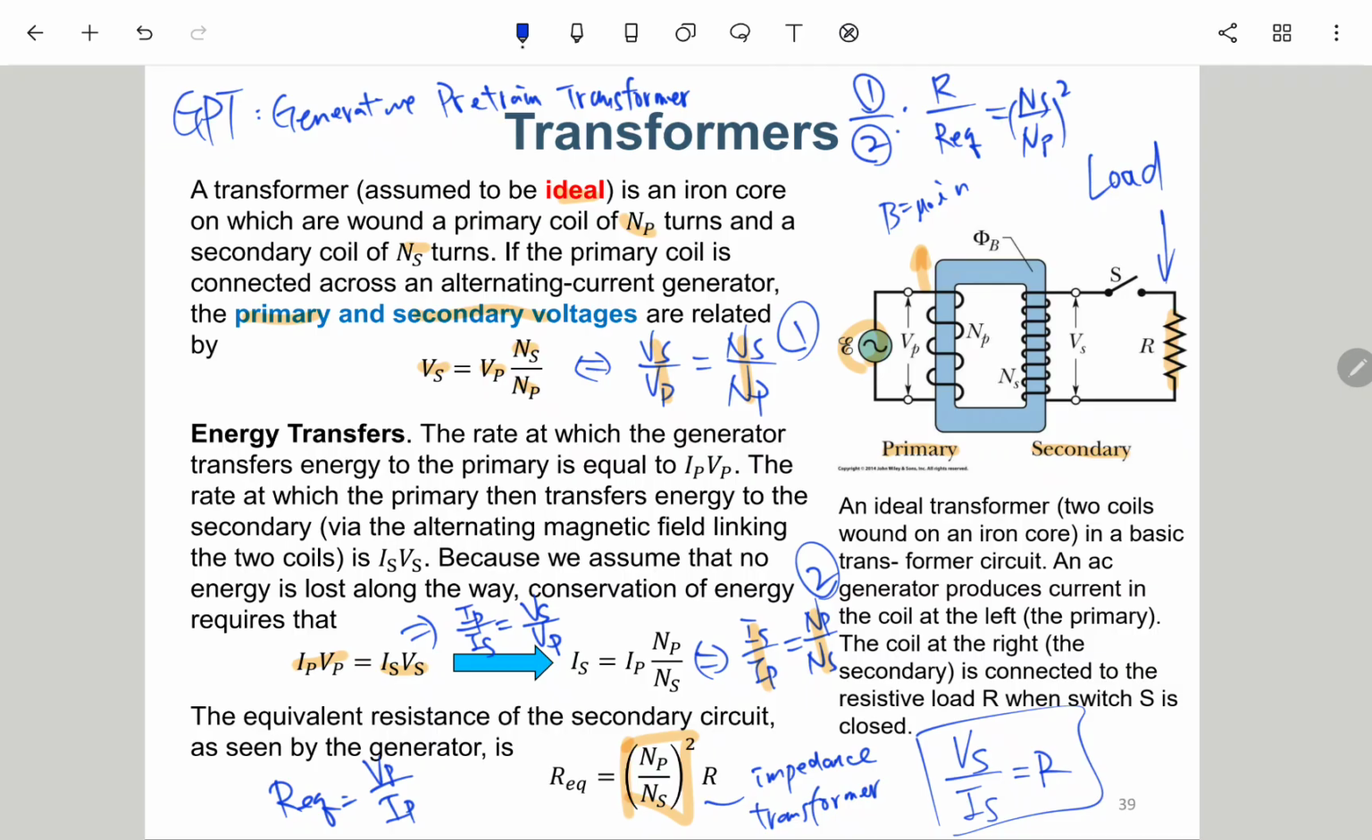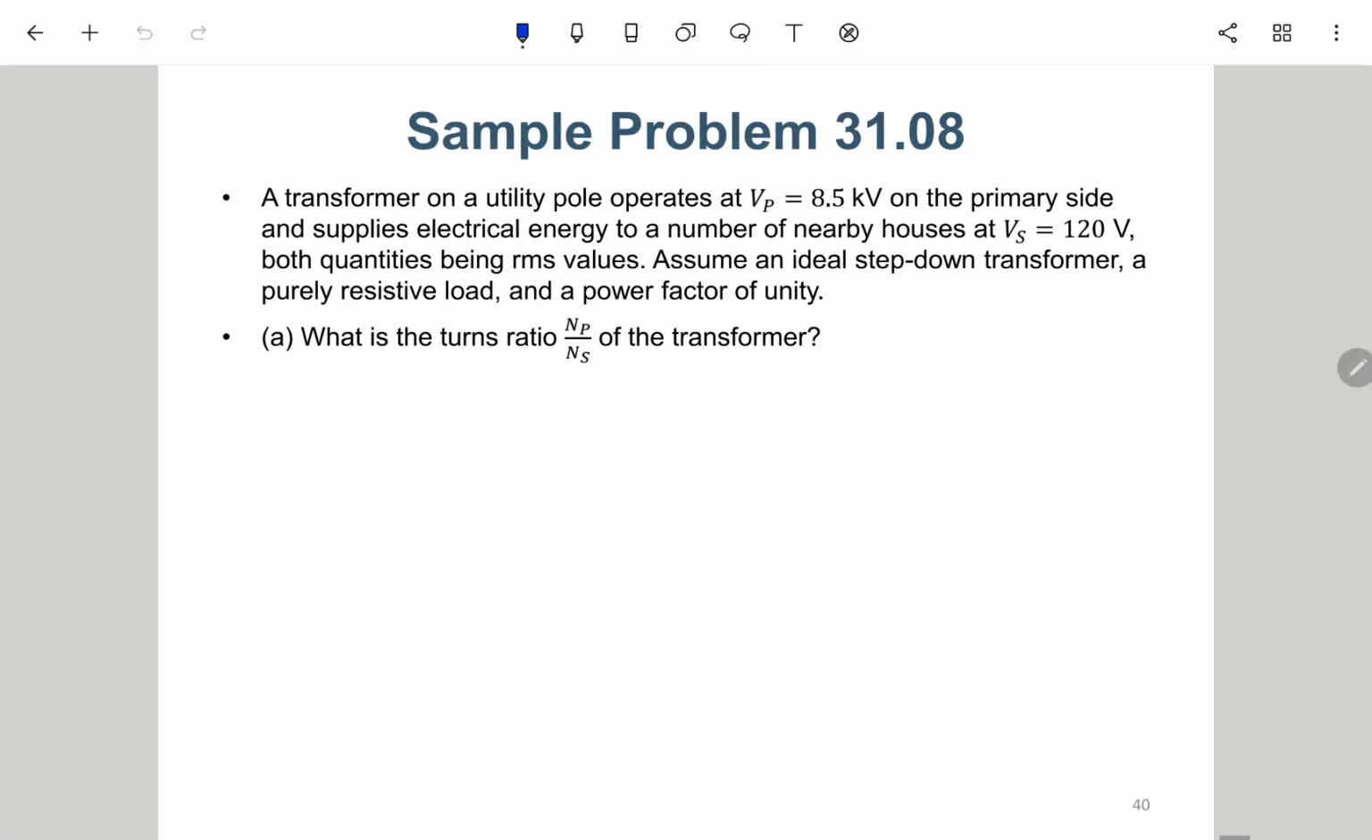So actually we can make use of this property. Let's take a look at this sample problem. Here is a transformer on a utility pole. The utility pole operates at Vp equals 8.5 kilovolts on the primary side, and supplies electrical energy to a number of nearby houses. So we have Vs to be 120 volts.